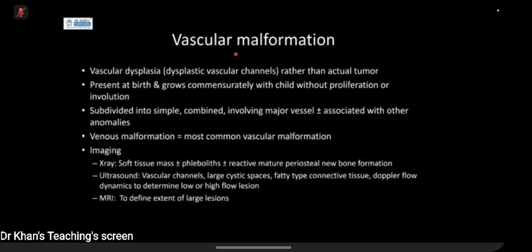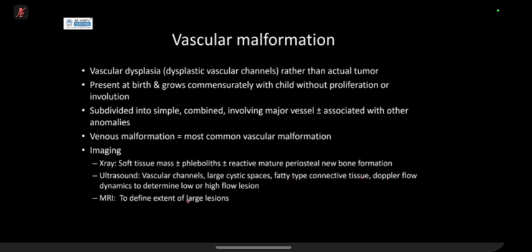So vascular malformations can present at birth, and they grow with the child. Okay, sometimes it can involute, sometimes it doesn't have to, and one of the most common is the venous ones. The venous forms are the most common vascular malformation. And we said earlier, so soft tissue mass, phleboliths. Because of the change in blood flow in that region, you can sometimes have periosteal bone formation. I really haven't seen that. Vascular channels, large cystic spaces. You can have fatty type connective tissues intervening or cystic spaces.